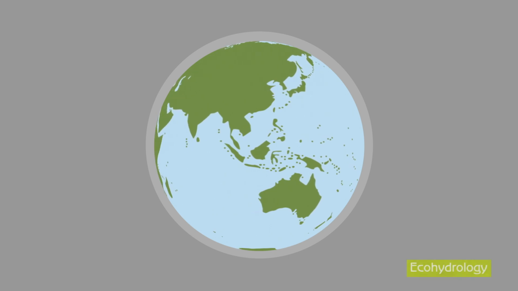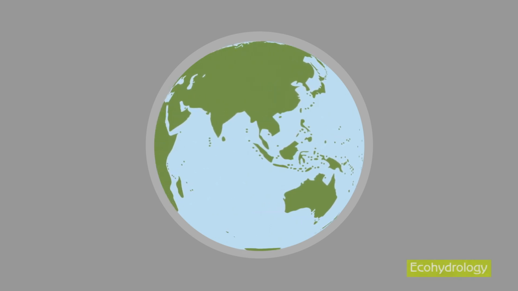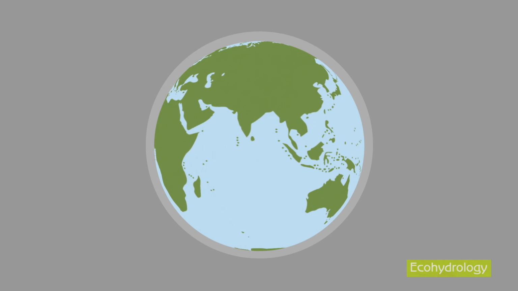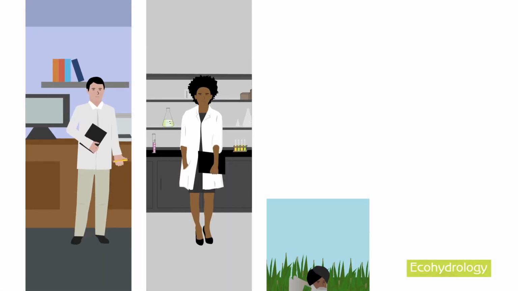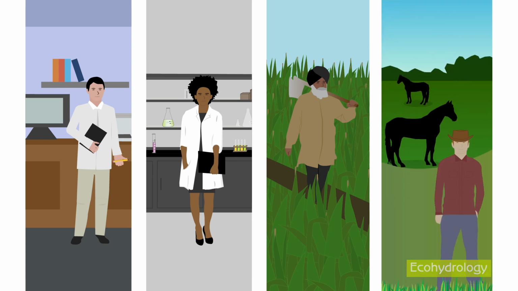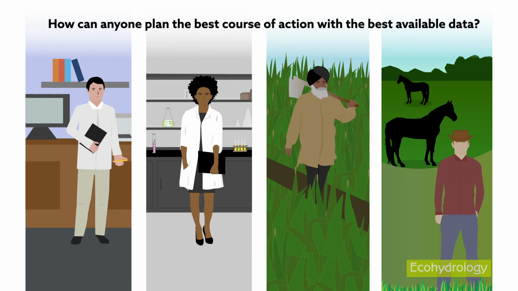Climate change is altering our world as we know it. Unfortunately, there's no one-size-fits-all solution for making our environment resilient. From planners to scientists to farmers and ranchers, the lens through which climate change is viewed is dynamic. So how can anyone plan the best course of action with the best available data?